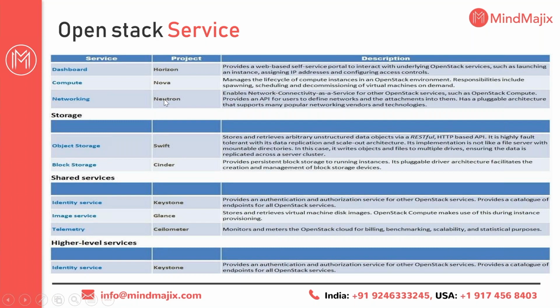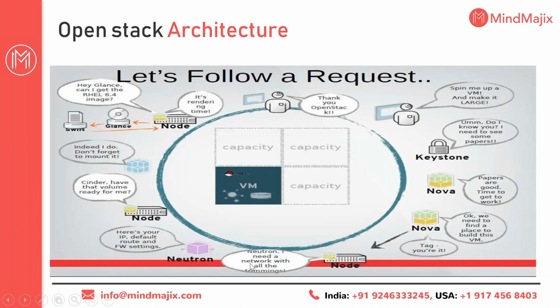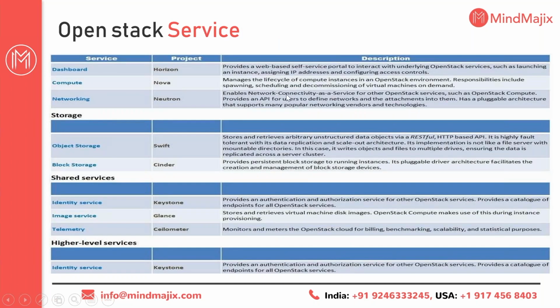Neutron, I told you, is going to provide you networking services. See, after getting our node where we can launch our VM, we are coming to Neutron services asking for default route or firewall setting or IP. It enables network connectivity as a service for other OpenStack services such as OpenStack Compute. It provides an API for the user to define networks and the attachment into them. It has a pluggable architecture that supports many popular networking vendors and technology.